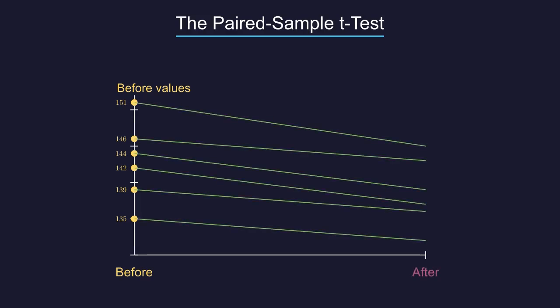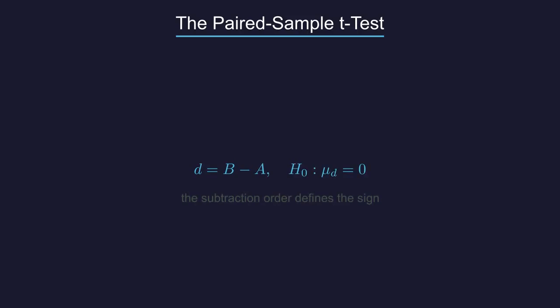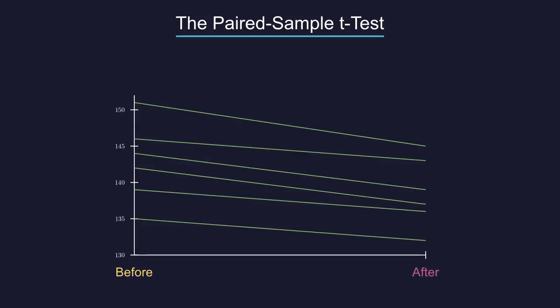Six participants have systolic measurements before a program of 142, 135, 151, 146, 139, 144, and after measurements of 137, 132, 145, 143, 136, 139. The plan defines d equals before minus after and tests H naught: mu d equals 0 against a two-sided alternative at alpha equals 0.05. Enter the before values as sample 1 and after values in the matching order as sample 2.